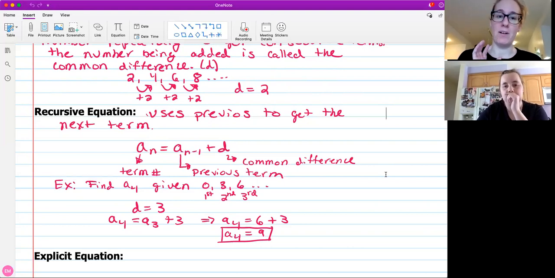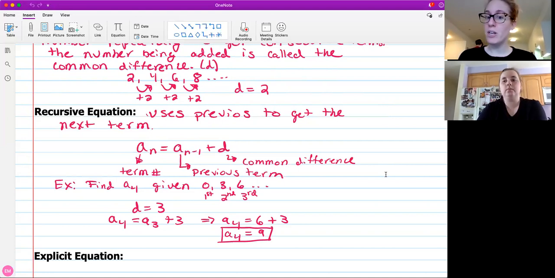Now the only other thing, guys, is to remember: the recursive equation is nice if you have the term before it, but it's not always that great. Say you wanted to find the 50th term, you would literally need every single term before the 50th term in order to find the term you're looking for. So it's not very useful, but it does sometimes come in handy.